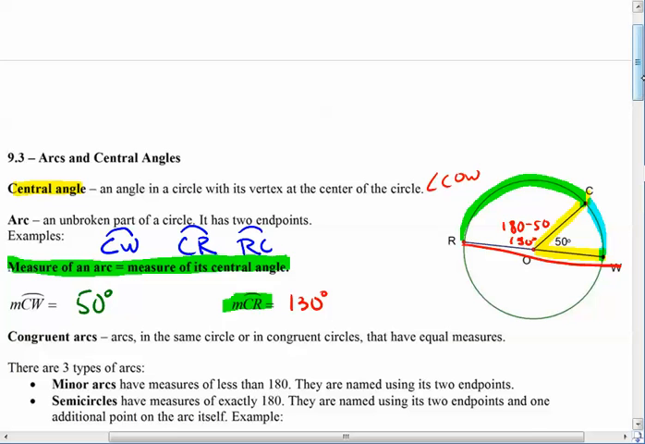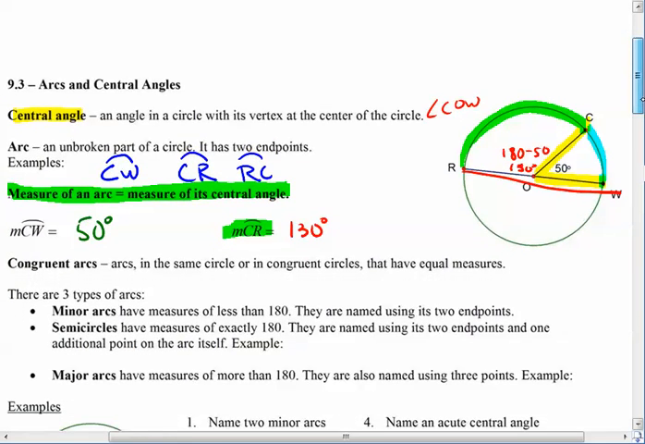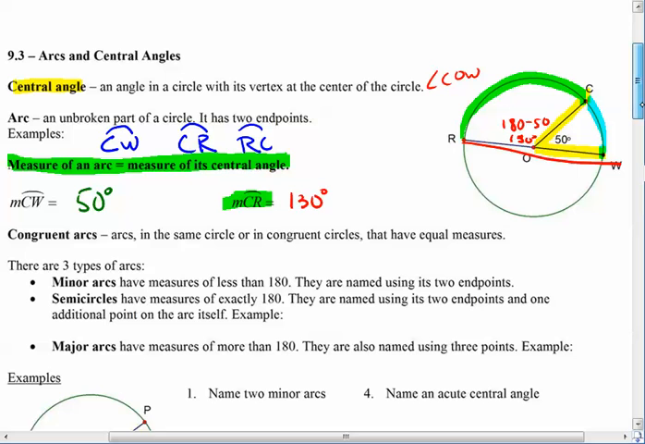Now, arcs are like segments and angles. There can be congruent arcs. We're going to classify arcs based on their size. So here's a little bit more information on that. Congruent arcs, as you can imagine, are arcs either in the same circle or in congruent circles that have equal measures. Now that's important. They have to be in congruent circles.